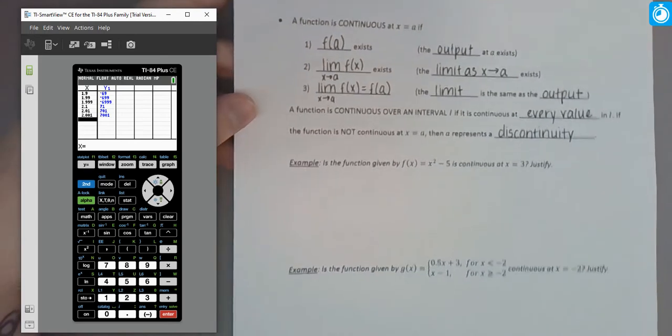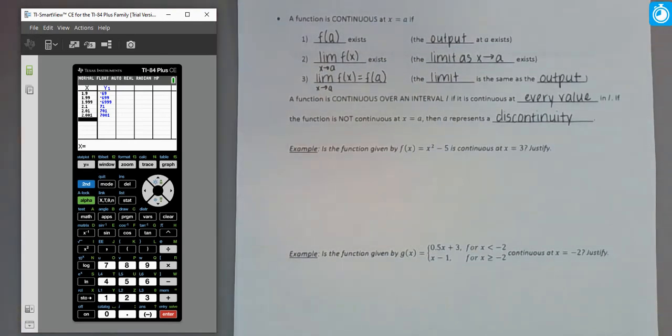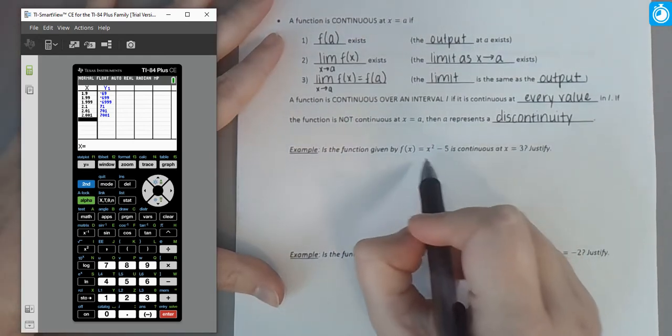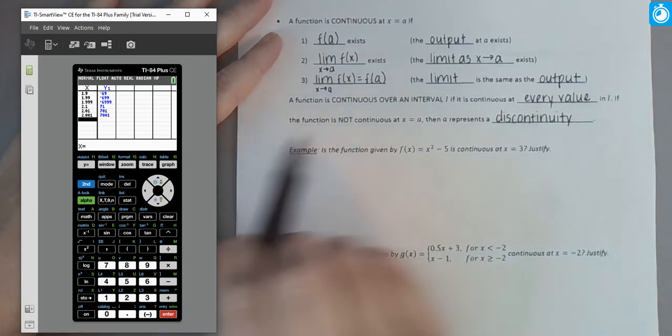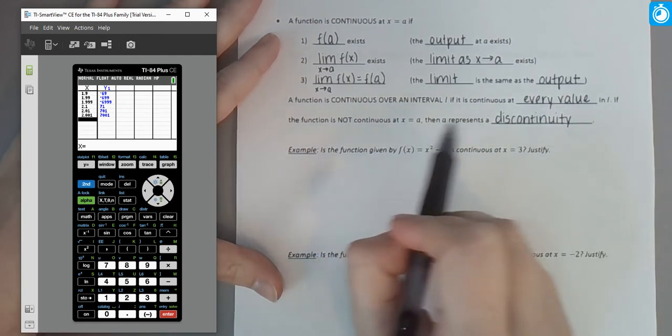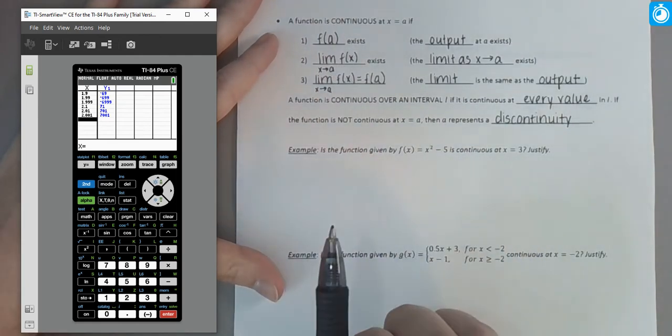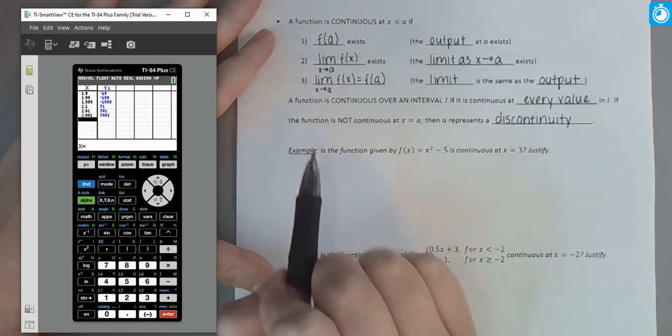So let's try a few examples justifying continuity or discontinuity. So first example, is the function given by f of x is equal to x squared minus 5 continuous at x equals 3? And we want to justify it, which means we need to verify that all these criteria are met or determine that one or more is not met. Now, first off, this is a polynomial function, and in general, polynomial functions are continuous over the whole real number line, if you think about what a polynomial function's graph looks like. But let's go a little bit further and let's prove this using these three criteria.